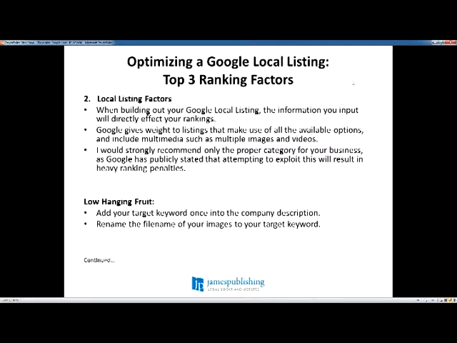All right, so now we're going to move on to the local listing factors. When you're actually building out your Google local listing, the information you input is going to directly affect how you rank and how well you rank in Google local. Google gives weight to listings that make use of all available options. They're going to include multimedia, such as multiple images.